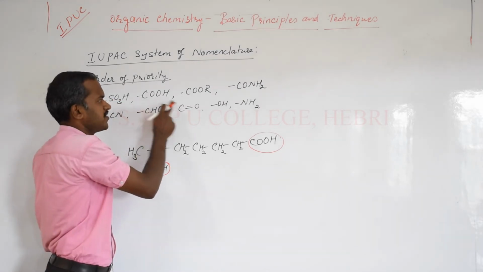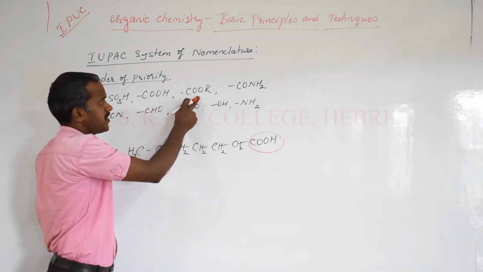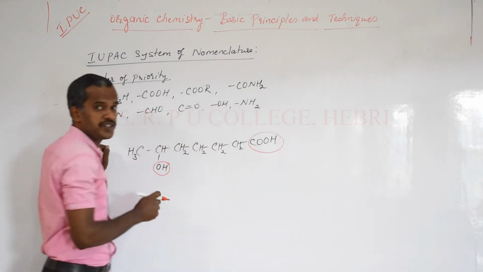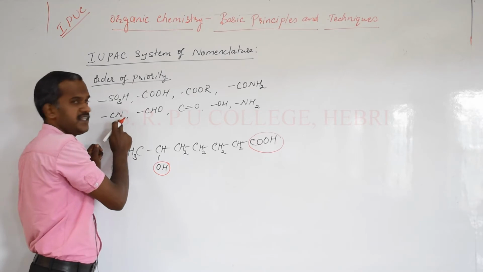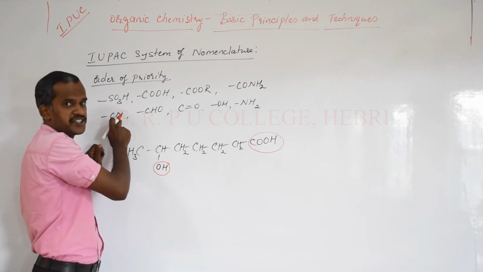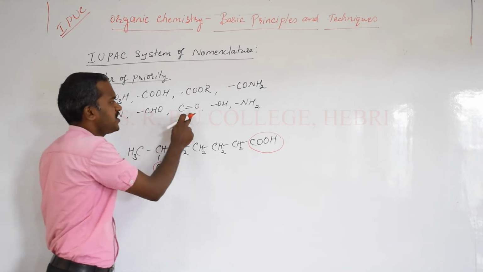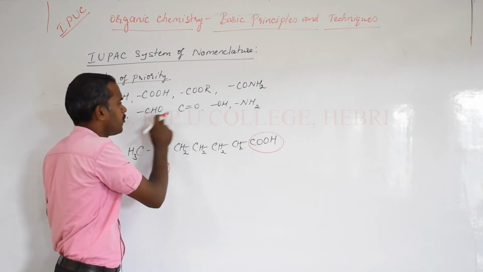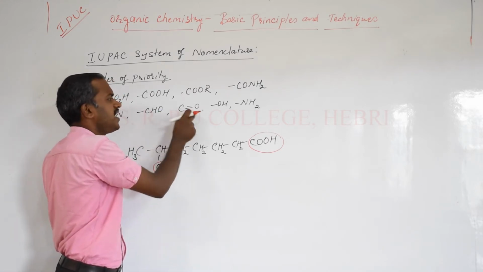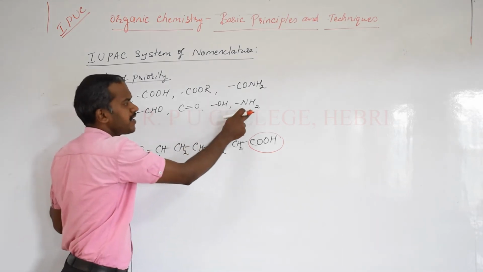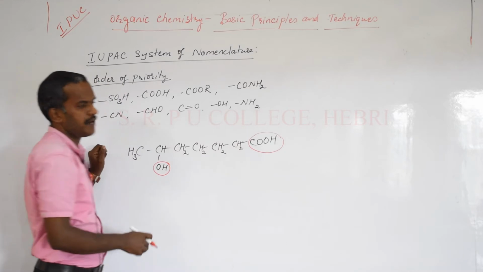Then carboxylic acid. This COO is nothing but ester. CONH2 is amide. CN is a cyanide, which we call a nitrile in the IUPAC system. CHO is aldehyde. C double bond O is a ketone. Both have a carbonyl group, but one is aldehyde and one is ketone. Then comes the alcoholic group. Then comes amine. Then comes the double bond and triple bond.